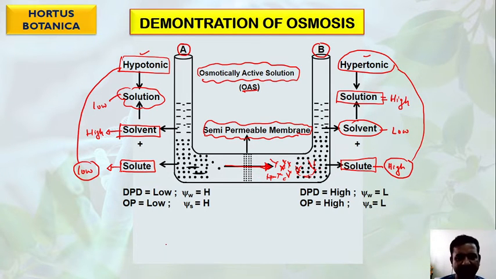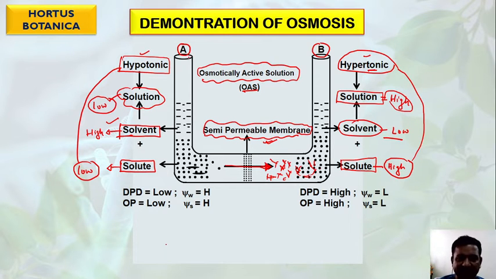Now let's discuss the definitions. If you are going to define it in terms of solvent, then what will you say? This is the movement of water from high solvent to low solvent through a semi-permeable membrane. Second definition: what is osmosis? This is the movement of water from a low concentrated solution, that is the hypotonic solution, to a high concentrated solution, that is the hypertonic solution, through a semi-permeable membrane.